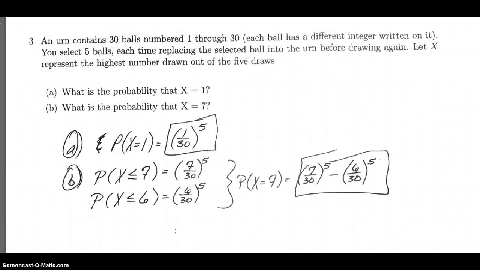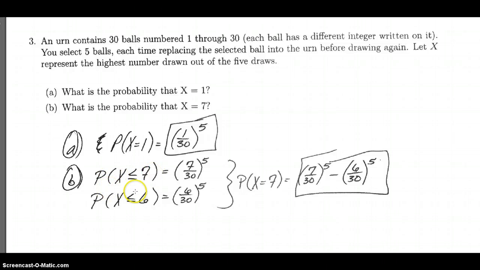Okay, we have 1 through 30, 30 different balls. We're going to select 5 balls. Key point here, replacing the ball before drawing again. And x is going to be our highest number. So probability x equals 1. In other words, all 5 balls must be a 1. So 1 out of 30 chance to the 5th power, because we need to do that 5 times in a row. People did pretty good on part A.